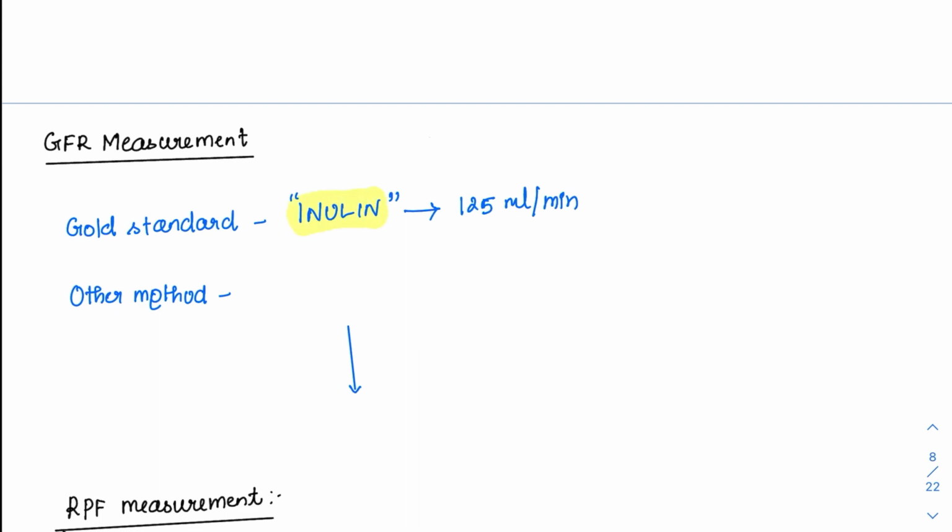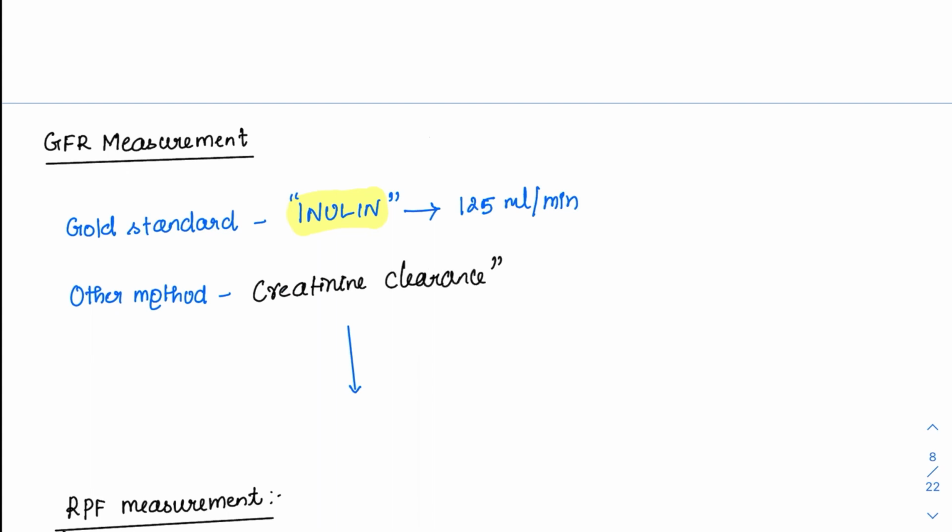But what is the disadvantage with inulin? Inulin, we have to inject it from the outside. So all the complications of a dye being injected will be present with inulin. Is there any other method which is used? The second method is creatinine clearance.